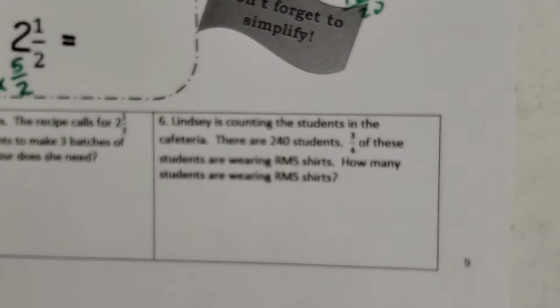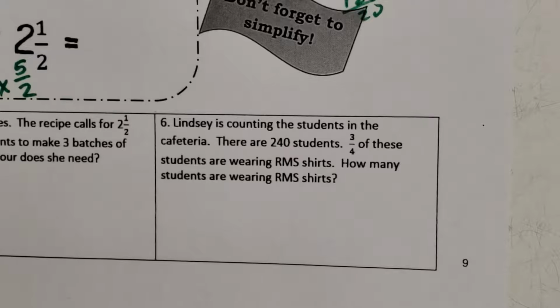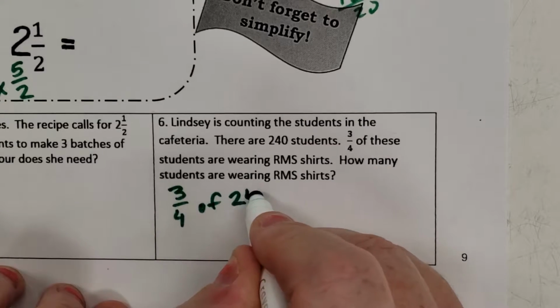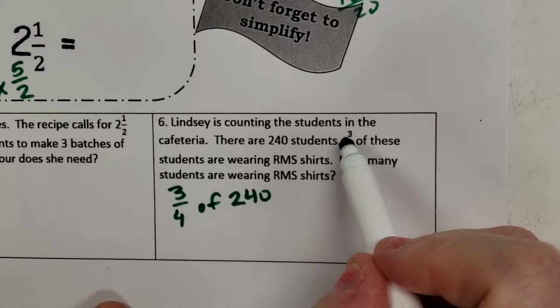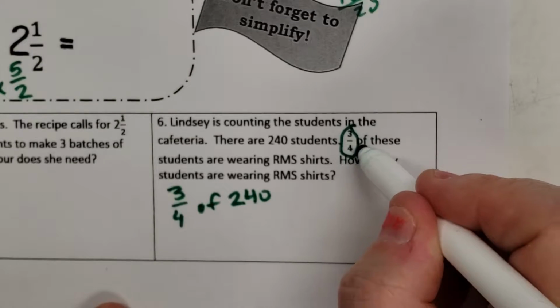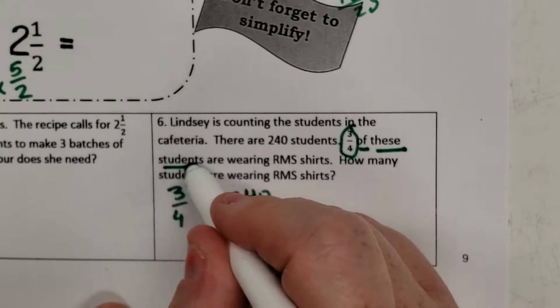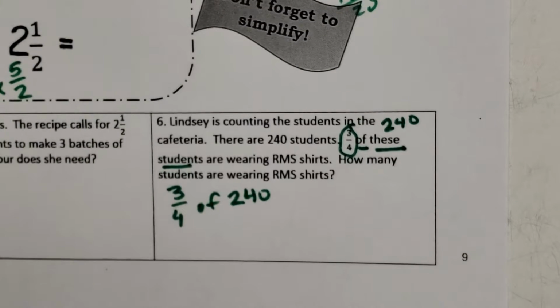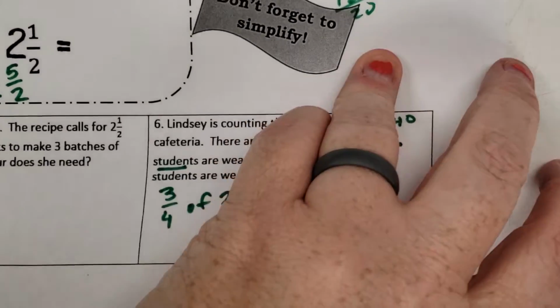This one here, Lindsay's counting the students in the cafeteria. There are 240 students. 3/4 of these students are wearing RMS shirts. How many students are wearing RMS shirts? So basically, we want to know 3/4 of 240. Now, how I know that is that it tells me 3/4 and it says of these students. Well, what students? Of the 240 total students that we have, okay? And that's what tells me that it's multiplication.